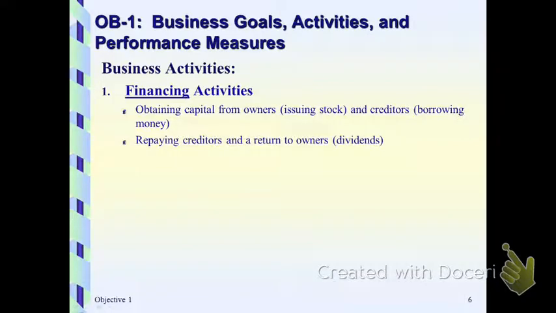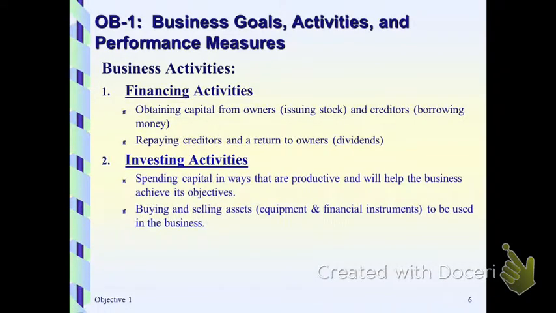The second type of business activities are called investing activities. Investing activities are the ways in which the business spends capital to utilize in producing productive assets that achieve the business's objectives. Buying and selling assets such as equipment and other financial instruments are used in the business to help grow that business and ensure its future longevity.